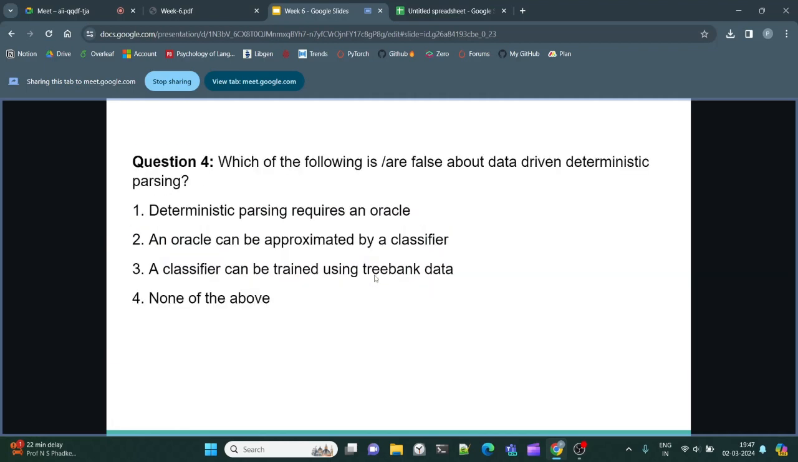So these are the three characteristics that are inherent to data-driven deterministic parsing, and these are exactly the three options that are there. So all three of them are correct. That leaves us with option 4, none of these, to be the correct solution for this question. Does anybody have any doubt?